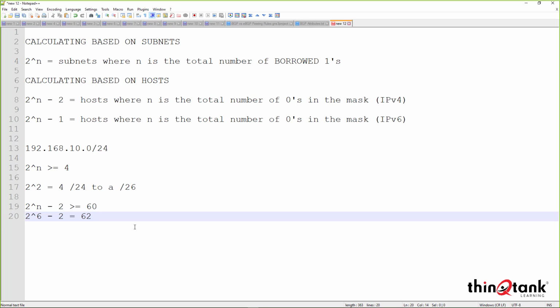If I use a /26, guess what? I'm going to have all the networks that I need. Okay? So I know I can do it. I know I can create the subnets. I know I have enough space to have enough addresses per subnet.